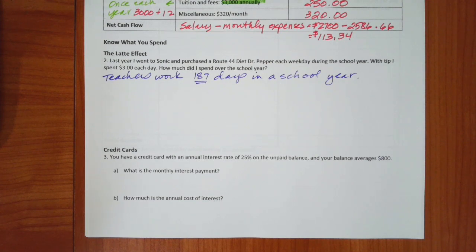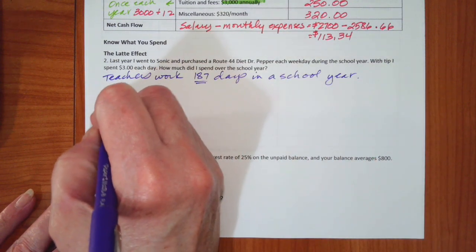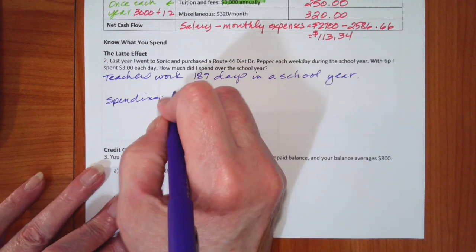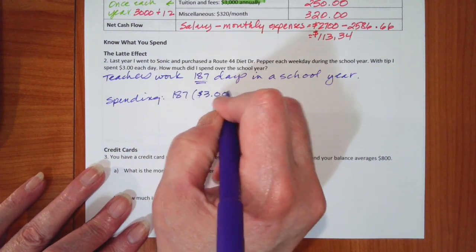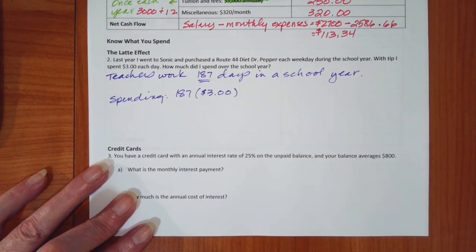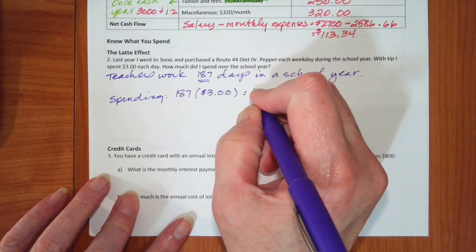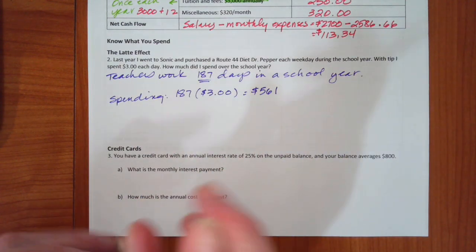So I had a Diet Dr Pepper each of those days. To find out the spending, it is just 187 times the $3. And that gives me $561 in a year.